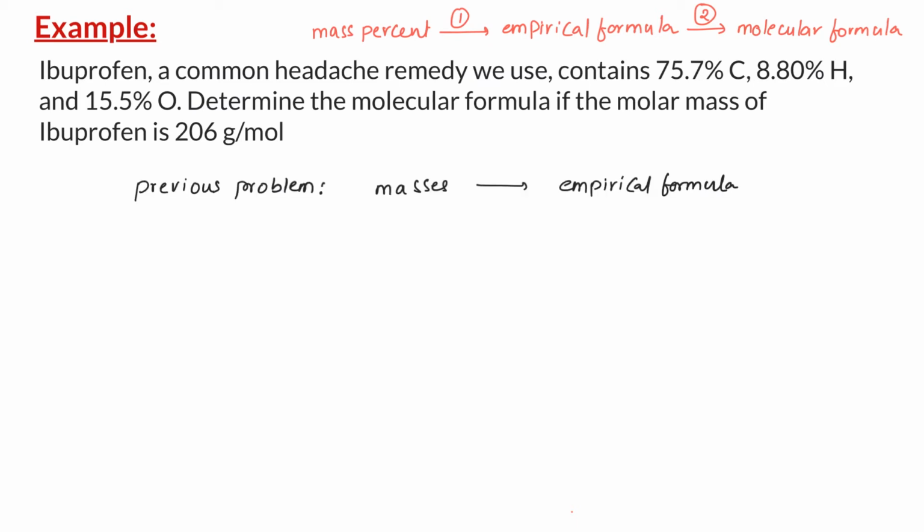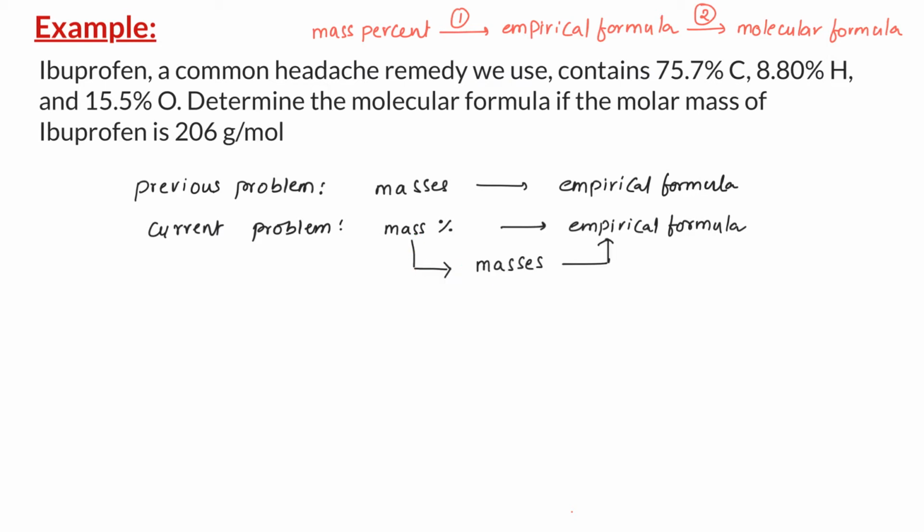In the previous problem, we converted masses of various elements into the empirical formula. In this problem, we have mass percentages of various elements and we need to convert that into empirical formula. This is very similar to the last problem, but it has one small additional step, which is to convert the mass percentage into masses. What I'm going to do is assume I have 100 grams of ibuprofen.